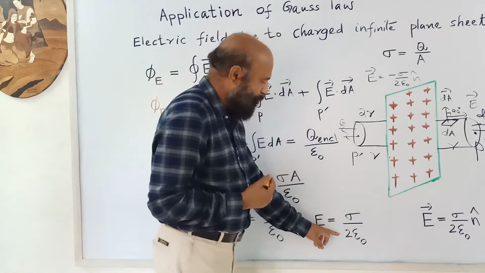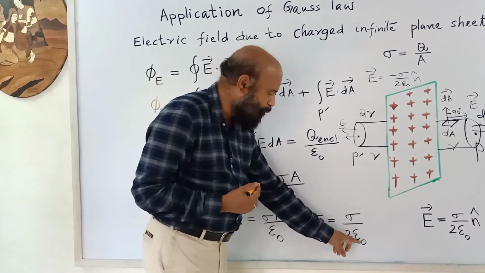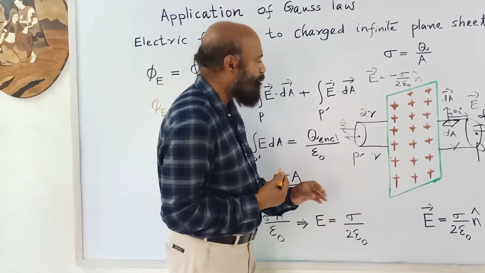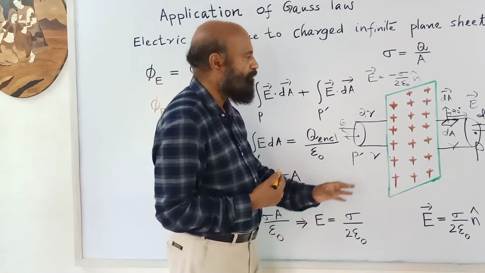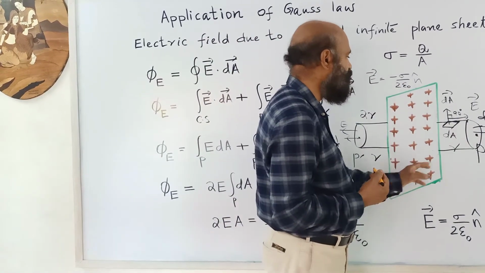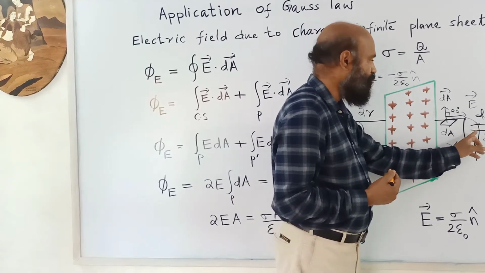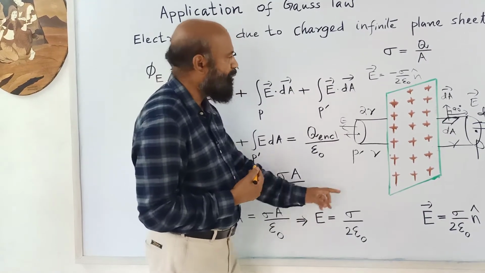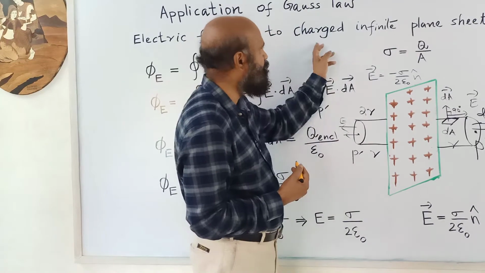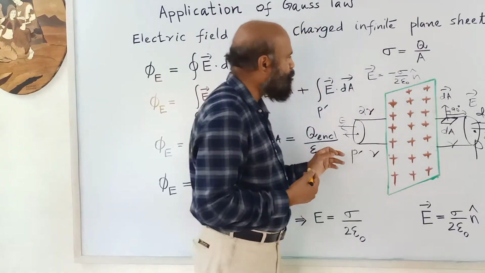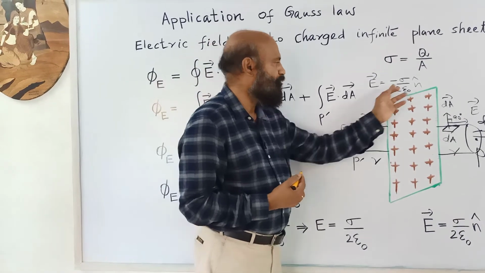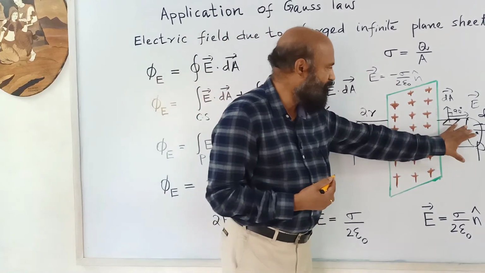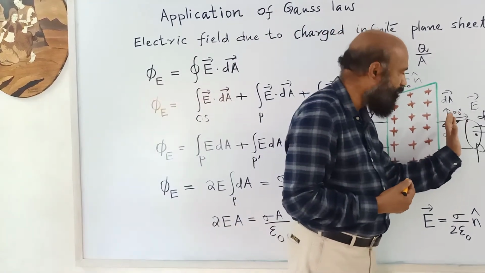From this equation, E is equal to sigma by 2 epsilon 0. There is no r distance in this expression. That means the intensity does not depend on the distance. So if it is an infinite sheet, intensity does not depend on the distance. This is valid only in the case of a charged infinite plane sheet. Suppose it is a finite plane sheet, then this is approximately true in the middle region and when the distance is large.